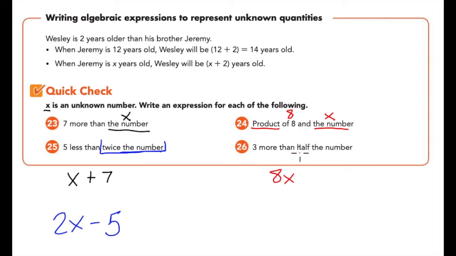And then our last expression here, it says 3 more than half the number. So there's a couple ways that you could show half the number. I could set it up as 1/2 times x, or I could set it up as x divided by 2. Both of those show half of a number. I'm going to use the 1/2 times x method. So I have 3 more than half a number, so I'm going to start with half the number, and I'm adding 3 to that number. And that would be an expression that represents number 26.